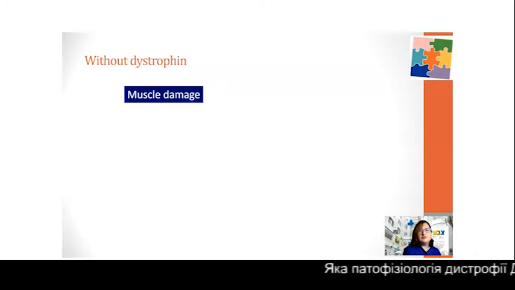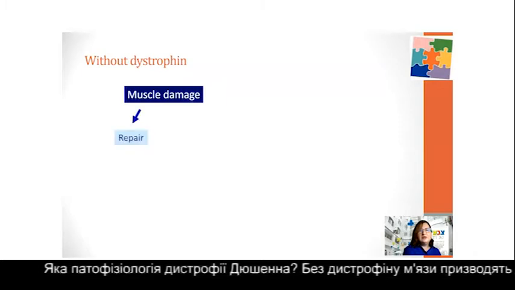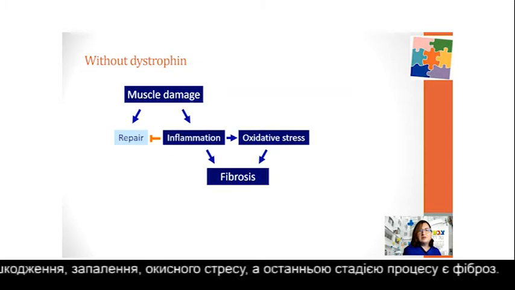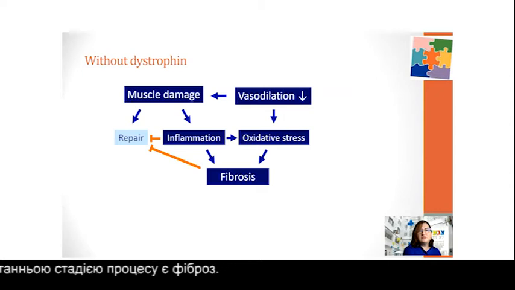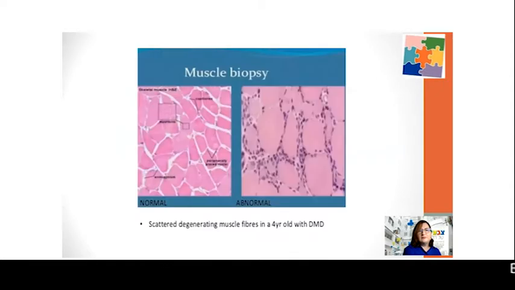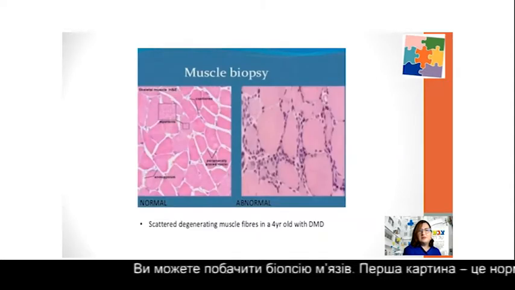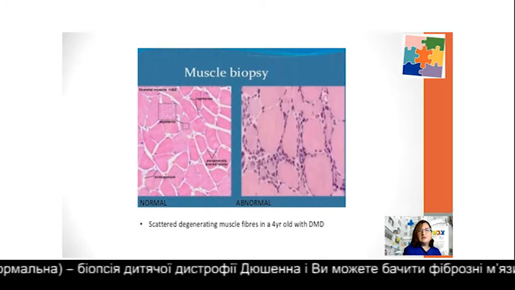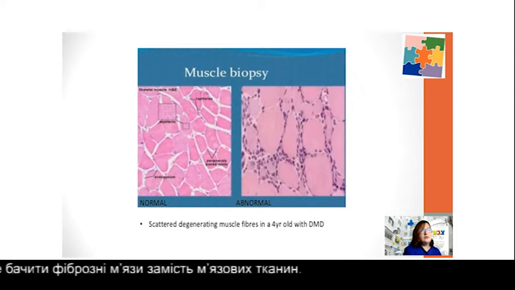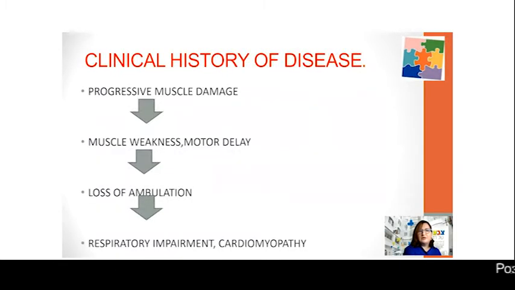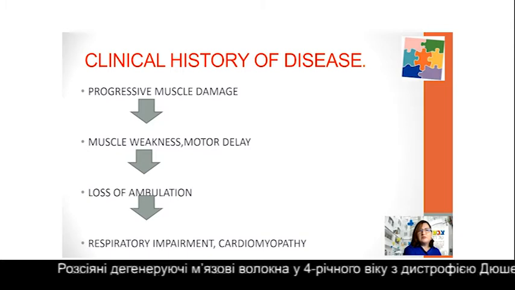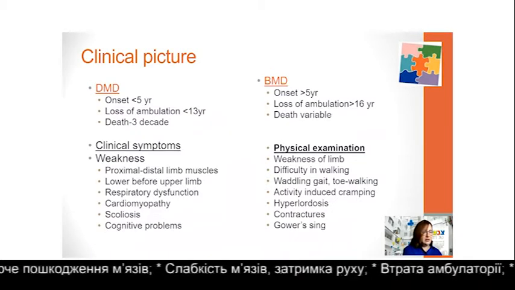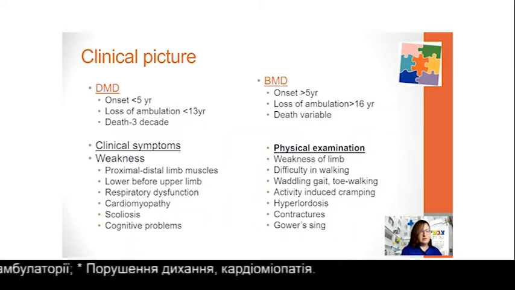What is the pathophysiology of DMD? Without dystrophin, there is muscle damage, inflammation, oxidative stress, and the last stage of the process is fibrosis. You can see muscle biopsies here: the first picture is a normal biopsy, and the second is a biopsy of a child with DMD, where you can see fibrotic tissue instead of muscle tissue. In the clinical history of the disease there is progressive muscle damage, muscle weakness, motor delay, loss of ambulation with time, and respiratory problems and cardiomyopathy.